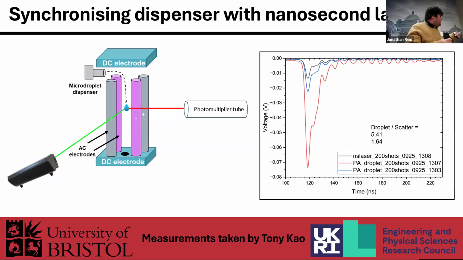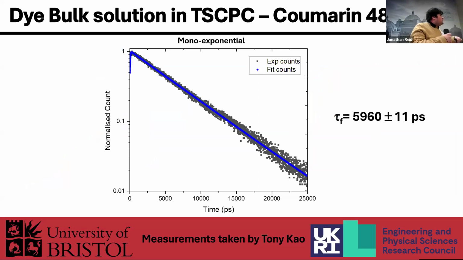So yeah, we've now done some TCSPC using the droplet apparatus, but we've been using dyes just to try and calibrate the system. So this is using coumarin 480, and we're able to get another fluorescence lifetime here, and then we can compare this to the actual droplets.